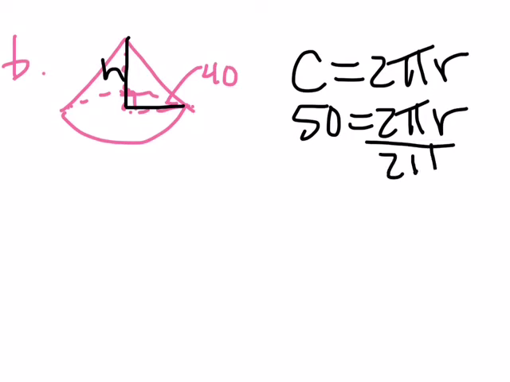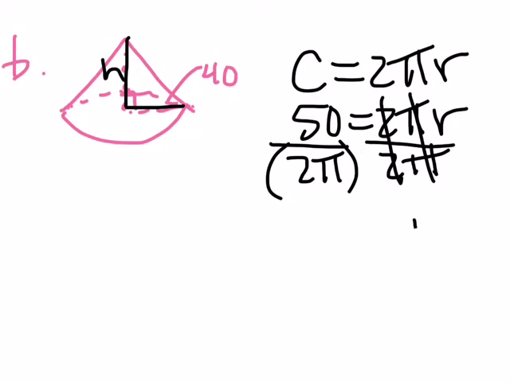Divide both sides by 2 pi. Okay. Feel free to enter these in your calculator separately. 50 divided by 2 divided by pi. Or just make sure to use parentheses. Okay. And when you do, you should get about 7.958. Again, thousandths if you have to. Don't round too early at all. So that's the radius. Now, how do we get the height?